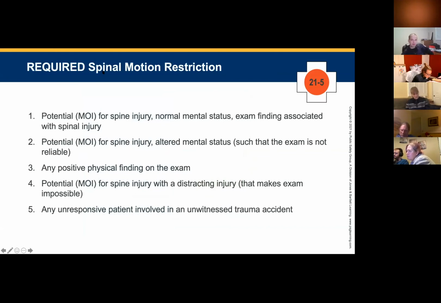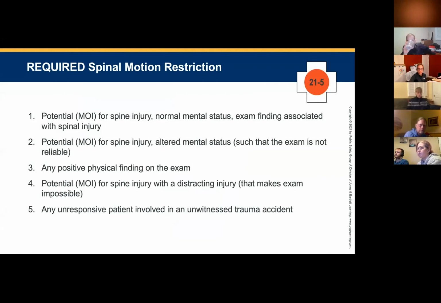So when we talk about required spinal motion restriction, we want to use spinal motion restriction if there is a potential mechanism of injury for spinal injury, normal mental status, or exam finding associated with spinal injury, a potential for spine injury, altered mental status such that the exam is not reliable, or any positive physical finding on the exam. So what would be a positive physical finding that would make us want to place the patient in spinal motion restriction?